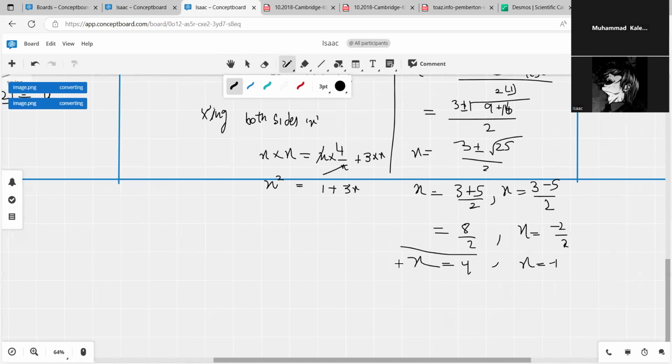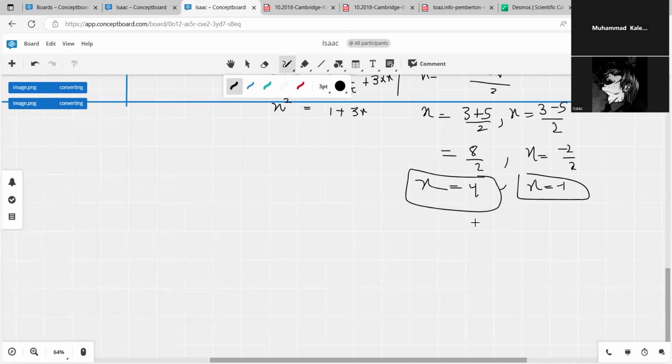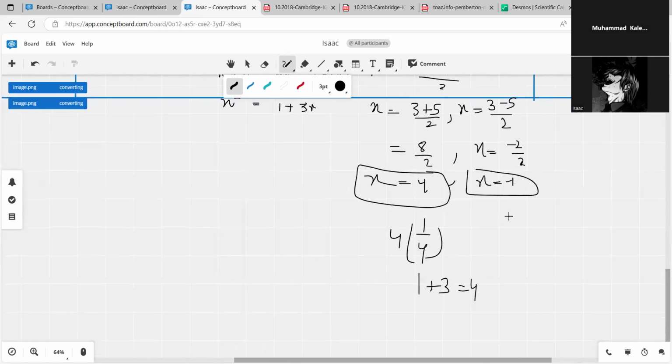So we have two possibilities. These are the two possibilities. If we take the reciprocal of this number, what will it be? 1 over 4, and if you multiply it by 4, it will be 1. So you can see if we add 3 to it, it will be equal to the number. Times the reciprocal with 4 and then add 3, it will be equal to the number. Even in that case it will be the same.